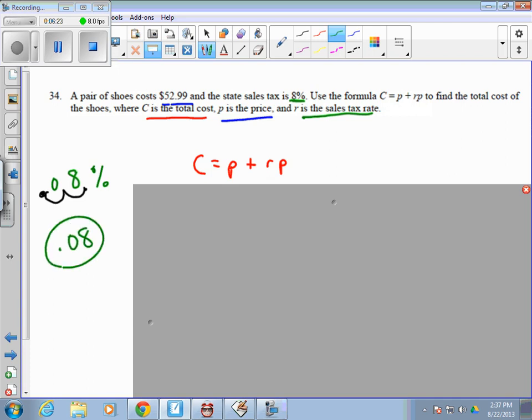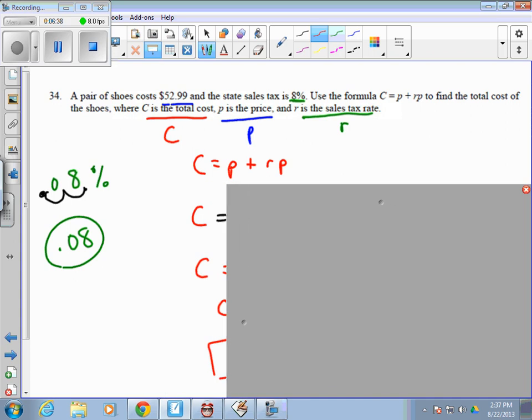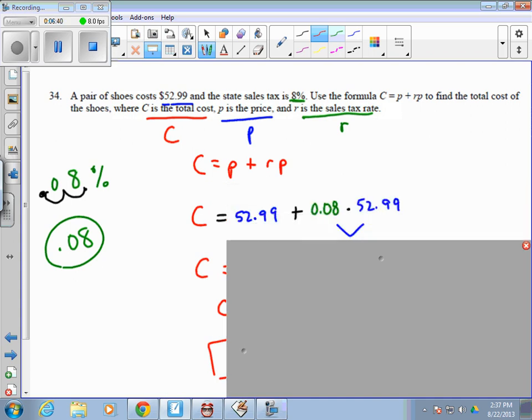So we're going to plug that value in place of R. The price is going to be P, and the total cost is going to be C. So just like D, R, and T that we were using earlier, we'll plug in C, P, and R. C is the thing we don't know, so we'll leave that as a variable. But we'll plug in $52.99 in place of the price, and we'll plug in 0.08 in place of the rate. Price is represented twice. Notice $52.99 is represented twice. You always do multiplication first.